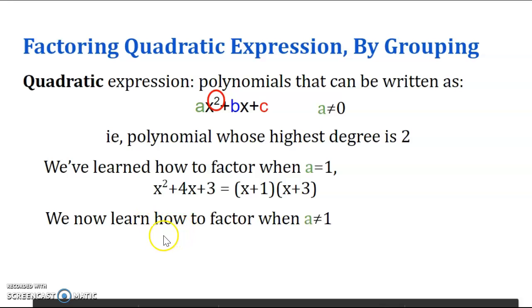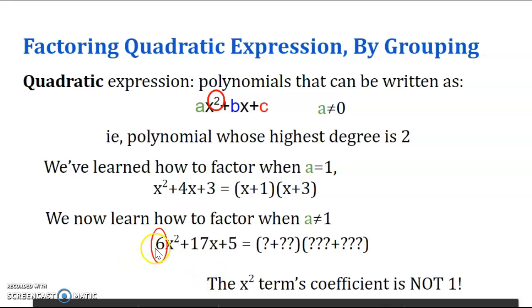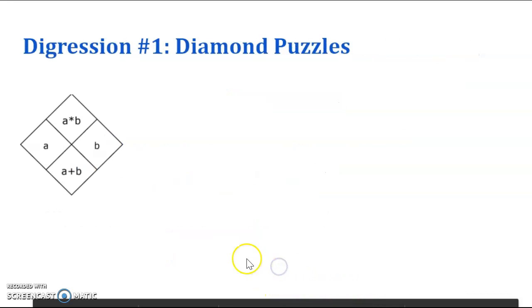Now we learn how to factor when a is not equal to 1. So for example, 6x squared plus 17x plus 5. So there is a number that is not just 1 in front of the x squared. How do I do that? It's a little bit more complicated, and by grouping is the method that I am introducing today. The x squared term's coefficient, the 6, is not 1.